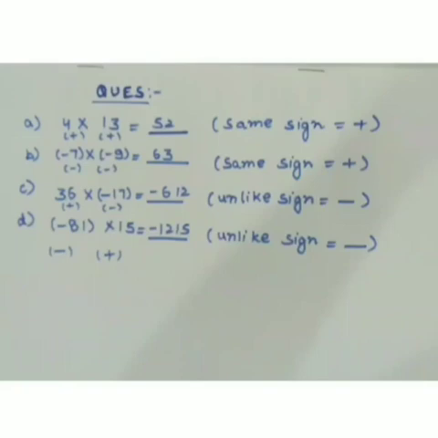The first question, 4 into 13. They both are positive integers, so the same sign will give us a positive integer value. 4 into 13 is equal to 52, plus 52. If nothing is mentioned, that indicates the positive sign. B part, minus 7 into minus 9. Both the signs are the same, so we will get a positive integer. 7 9s is equal to 63.